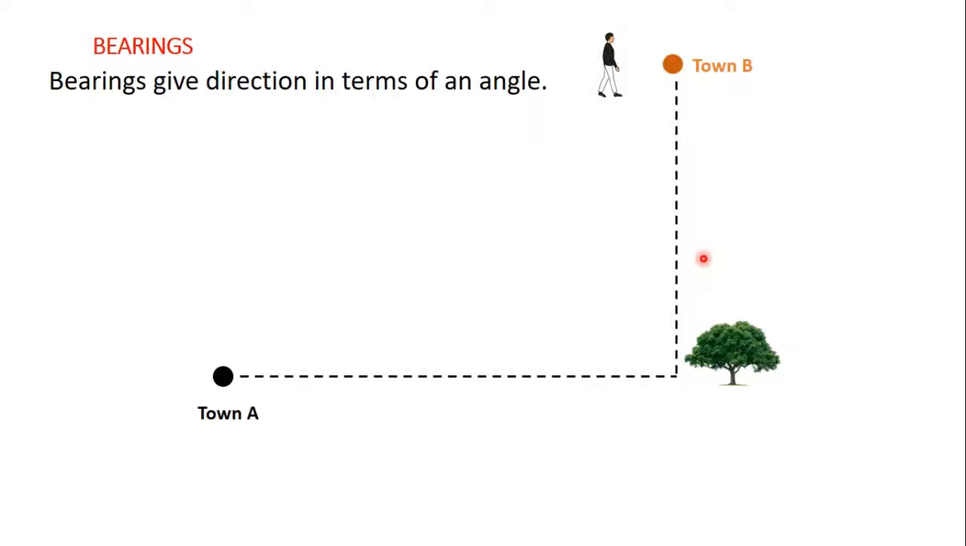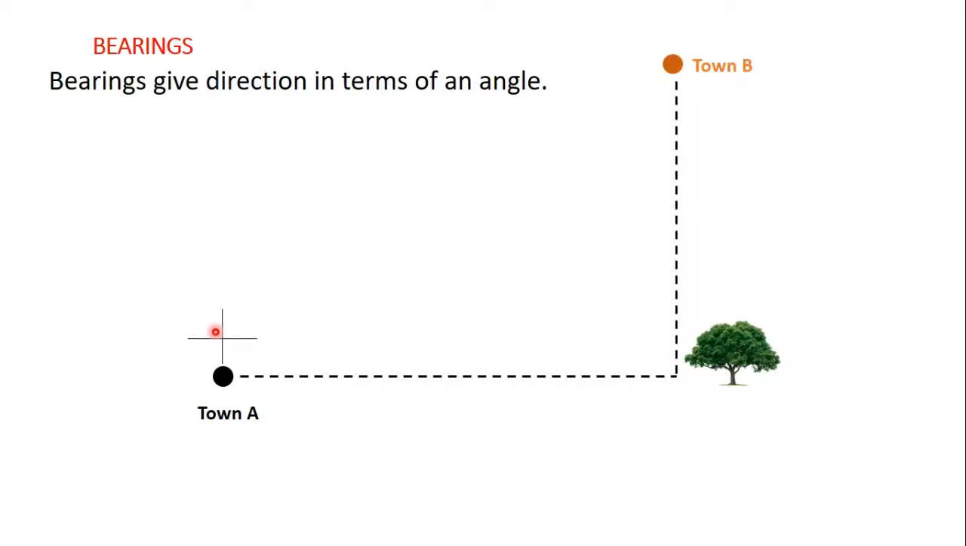Bearings also give direction. But for bearings, the direction they will give will be in terms of an angle. Now, that is what we are talking about. Let's say that we want to give Mr. Kofi direction from town A to town B using bearing. How do we do it?